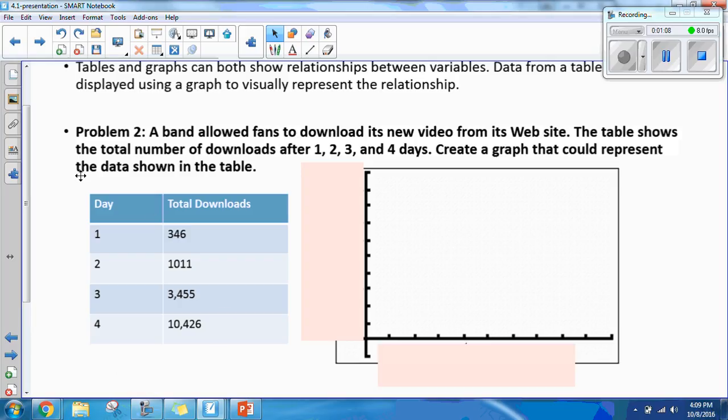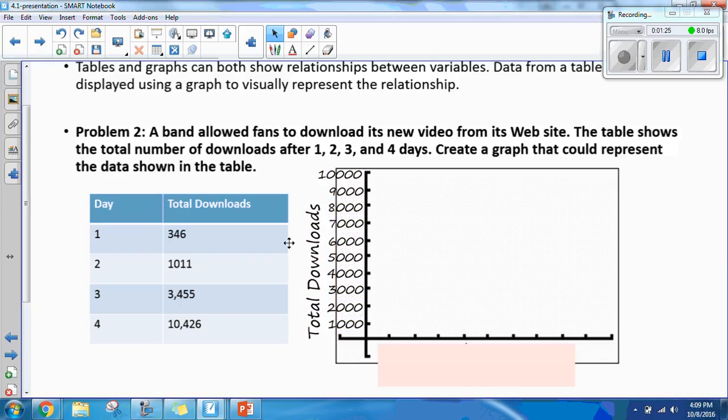Here's the table. Our columns are labeled as the number of days and then the total number of downloads. We will use these to label our axes on our graph. Since the number of downloads depends on the number of days, that will be our vertical axis. Since the number of days does not matter or depend on the number of downloads, we will put that on the horizontal axis. Since days range from 1 through 4, we can use those numbers to label our axis.